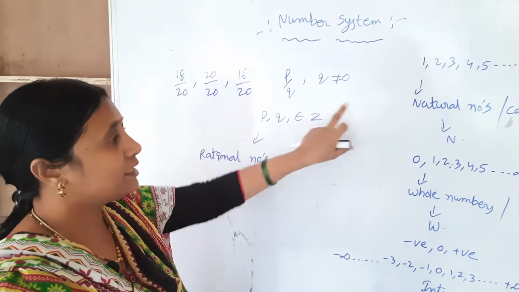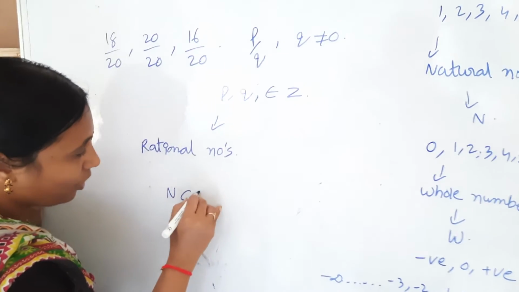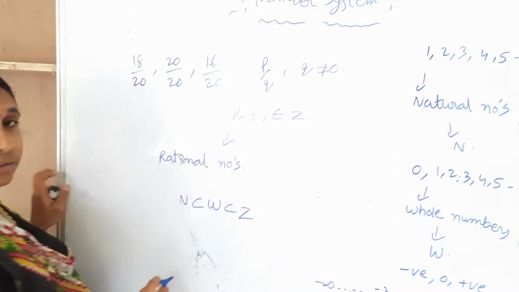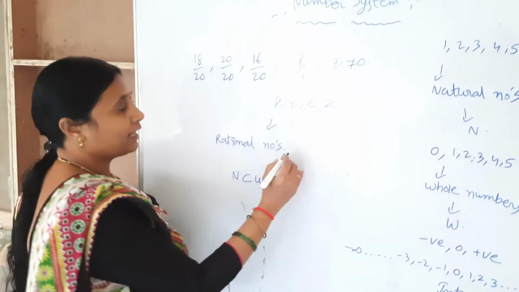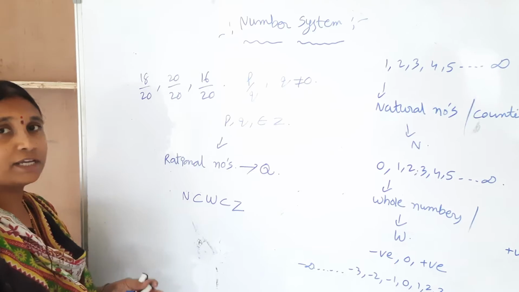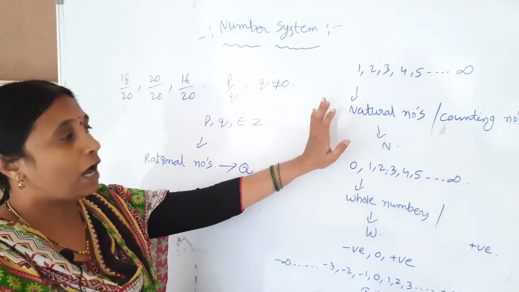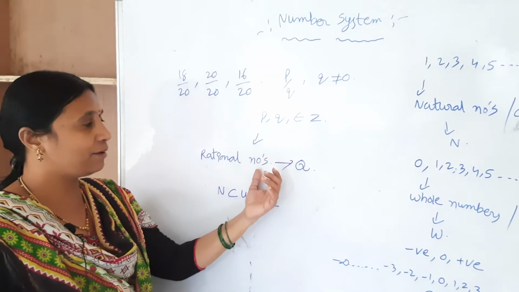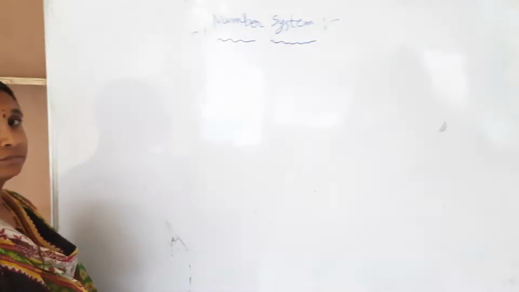In this introduction topic, the natural numbers are a subset of the whole numbers. The whole numbers are a subset of the integers. This is about the number system. The rational numbers are represented by the capital Q. Is it understood? Next, I will explain how these numbers, the natural numbers, whole numbers, integers and rational numbers are represented on the number line.